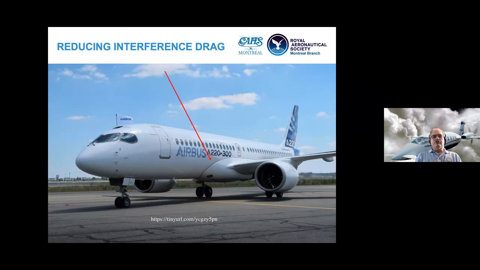I'm just going to pass through this very quickly, and it's a little ad for our own Bombardier, now the Airbus A220, used to be called the C-Series. This is an example of the massive lengths we have to go to literally to reduce interference drag. This is not so much a fuel tank, although it has componentry inside it, but the main function of this bulge here is to give the airflow a chance to sort out what's happening on the wing versus what's happening around the fuselage.